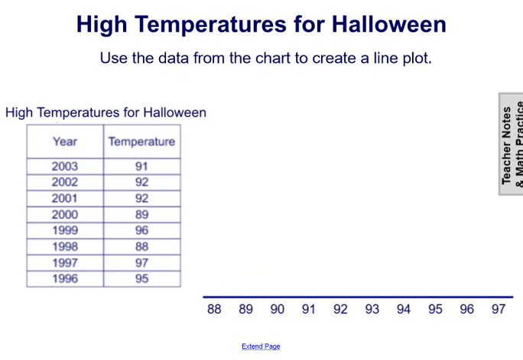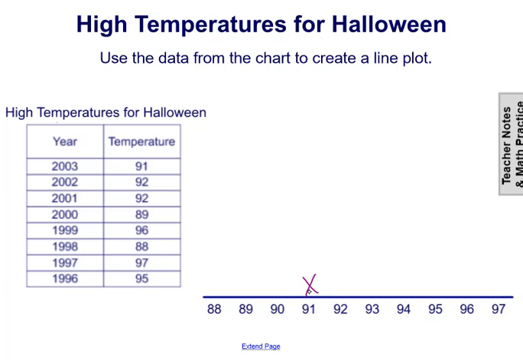We have our line, and we're going to use the data from the chart to create the line plot by placing an X above the number each time it appears in the data set. So for example, we have the first number of 91, that temperature for the year 2003. So I would place an X over 91.